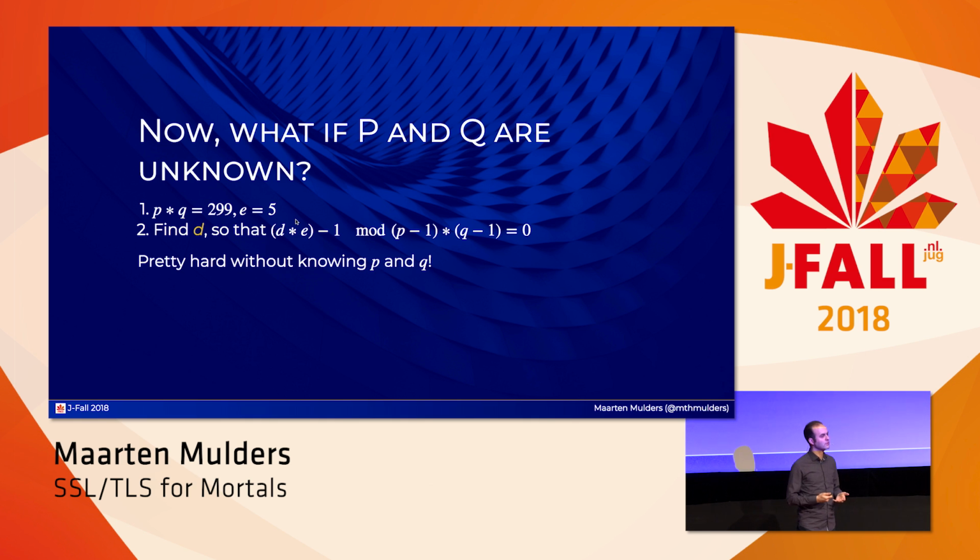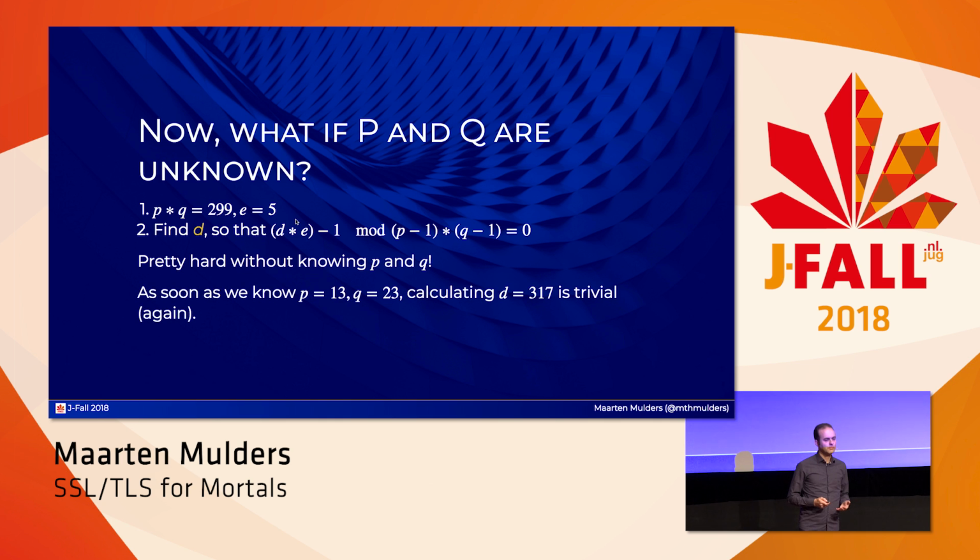And as we also learned in secondary school, it's not easily solvable, or maybe it's even impossible to solve, depending on how hard the mathematics are. Let's just assume it's pretty hard. The thing is, the bigger the numbers are, the harder it becomes. But again, if we do know P and Q, it's trivial to do the same mathematical equations over and over, and we will find D equals 317. And I'm saying trivial because for a computer, this is truly trivial.